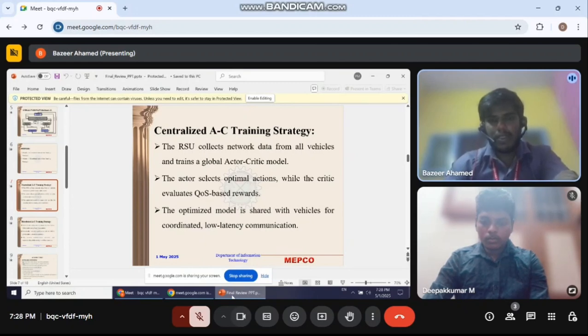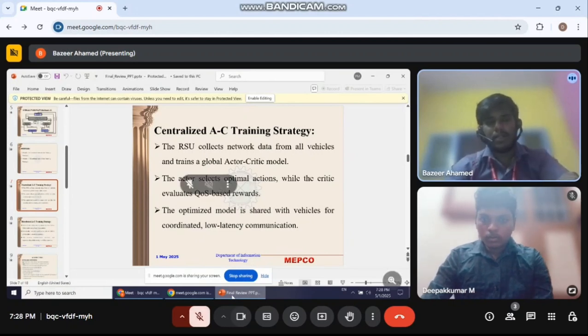So here the actor shares optimal actions, which is the action to be taken when a specific situation happens. The critic evaluates whether the action is correct. Once the critic evaluates the actions, the QoS-based rewards are calculated and generated depending upon the actions taken. So here mainly data aggregation comes into the picture, where the data collected from all the vehicles is captured and sent to the RSU.